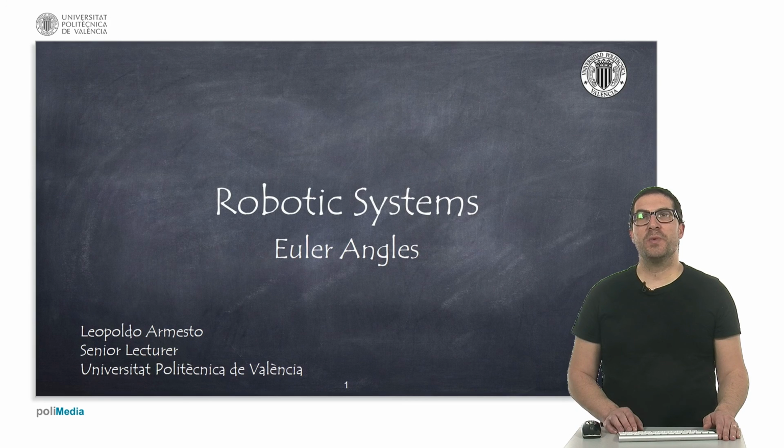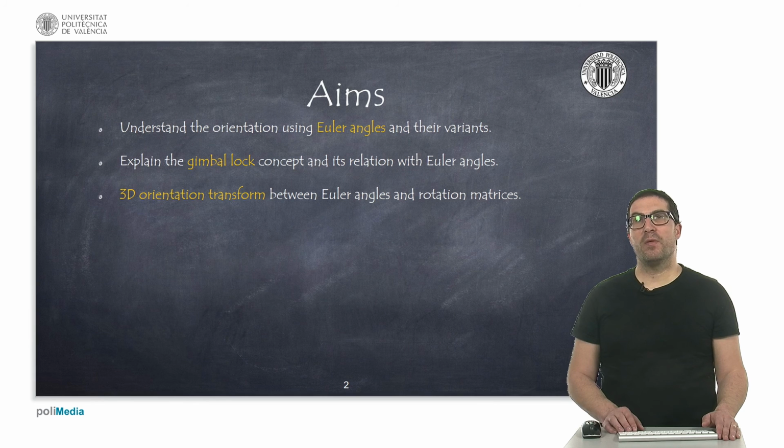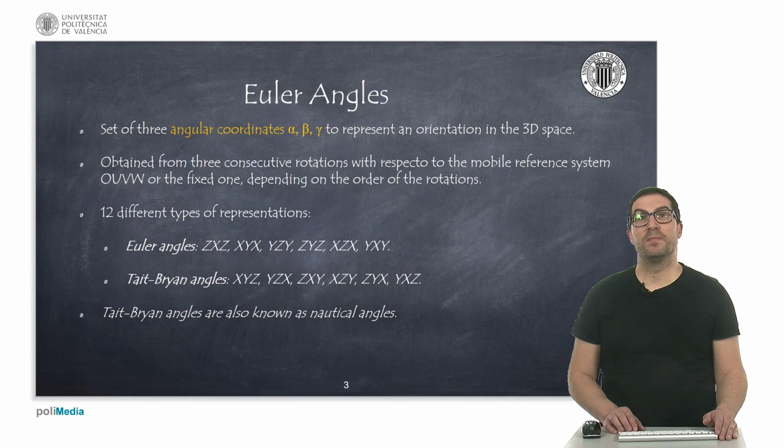Hello, in this presentation we're going to introduce Euler angles, one of the most common and most used representations in robotics to describe a 3D orientation. The aim of this presentation is to introduce the representation of Euler angles with its 12 variants. We are also going to see the concept of gimbal lock, as well as how to transform the orientation between Euler angles and rotation matrices that we saw in a previous video.